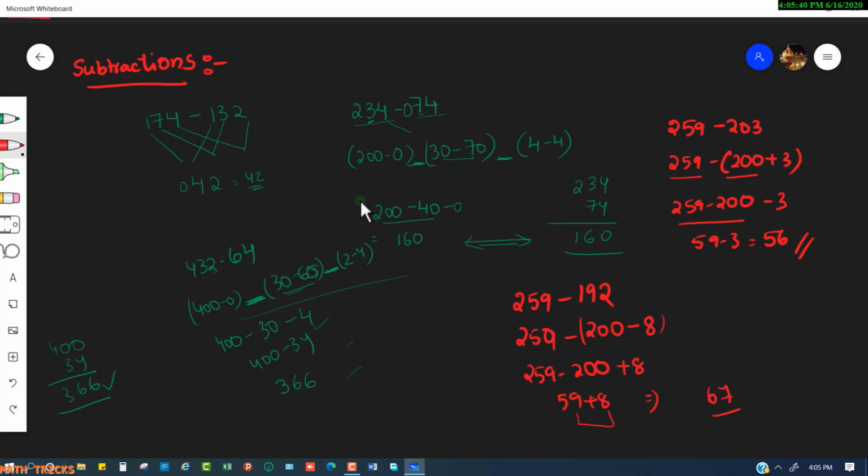So this is your trick for subtracting the numbers which are close to some hundreds. Let's say you'll get a doubt, like if the subtraction of numbers is close to thousands, how can we do that? So I'll tell you a trick for that one also.